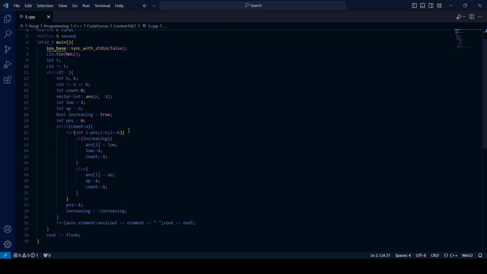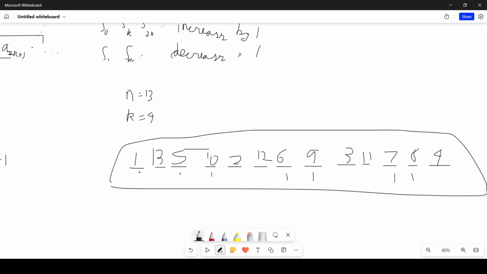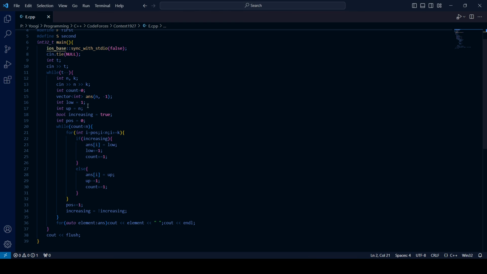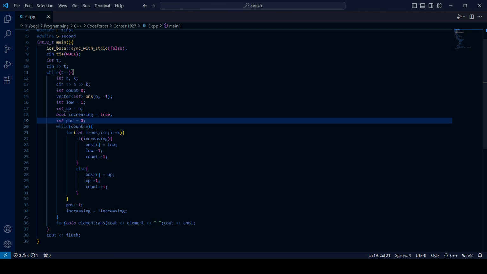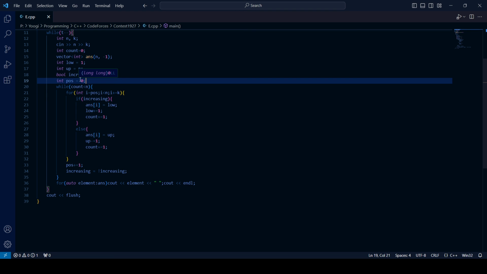So basically here you can see that we take 1, 2, 3, 4, and then the next increasing part will be 5, 6, 7, 8. For every increasing part, the starting point I store in low, and for every decreasing part, the starting point I store in up. So initially it's 1 and n, and whenever I'm considering a series si, sk plus i, s2k plus i, and so on, that series is either increasing or decreasing. I store that in this boolean value increasing. And this position is basically the starting point of the series.